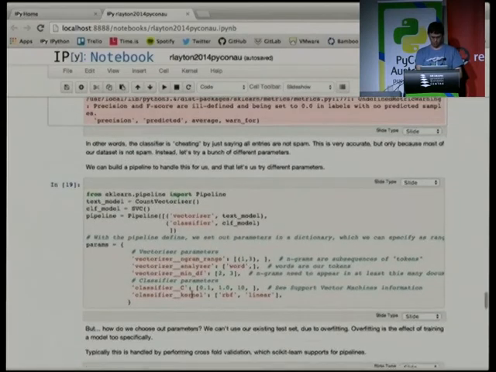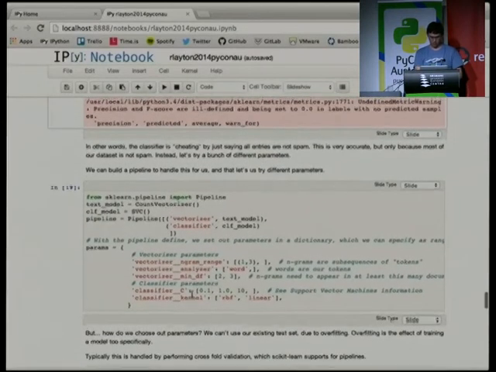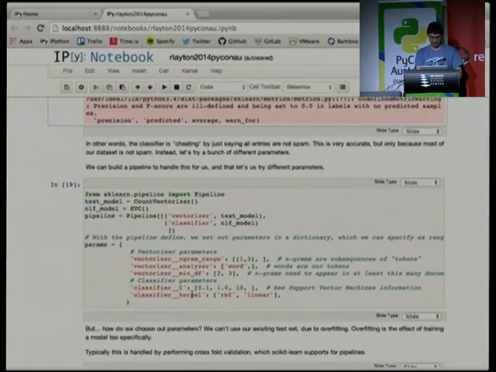So we can fix this by doing some parameterization. And basically with this cell here, I've done two things. The first is introduce some parameters. But first, I've set up a pipeline.